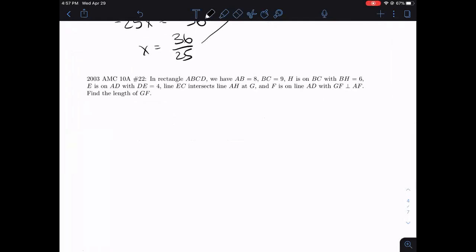One last thing is, when do we coordinate bash? So notice that in this problem, there's a rectangle. So a rectangle is very important, because we want a central right angle to put the axes on. And also these line intersections are not too bad. So this is a problem that seems pretty easy to coordinate bash.